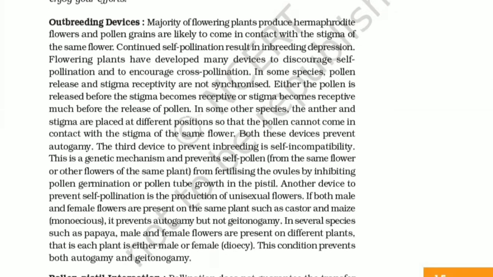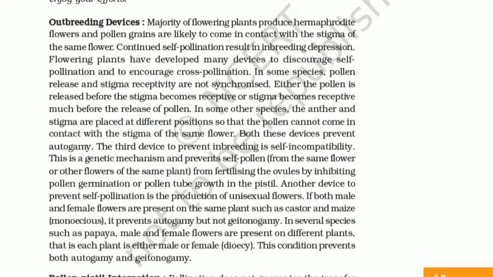Outbreeding devices. Majority of flowering plants produce hermaphrodite flowers, and pollen grains are likely to come in contact with the stigma of the same flower. Continued self-pollination results in inbreeding depression. Flowering plants have developed many devices to discourage self-pollination and to encourage cross-pollination. In some species, pollen and stigma receptivity are not synchronized. Either the pollen is released before the stigma becomes receptive, or the stigma becomes receptive much before the release of pollen.